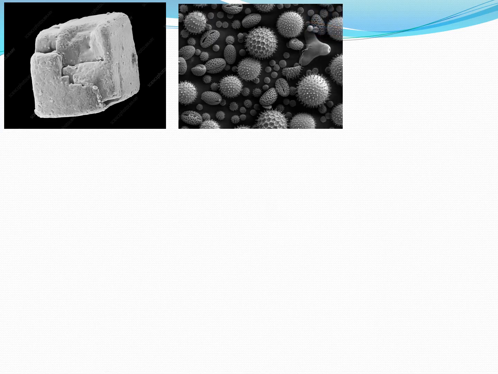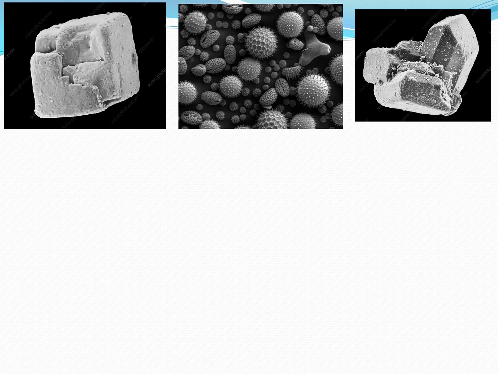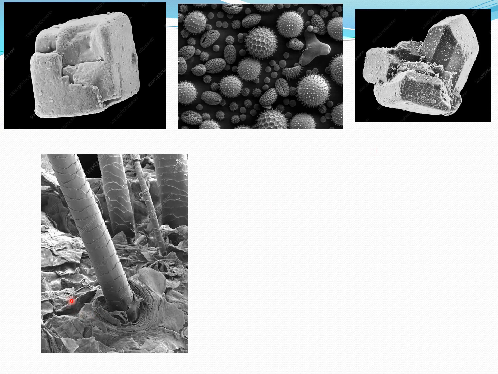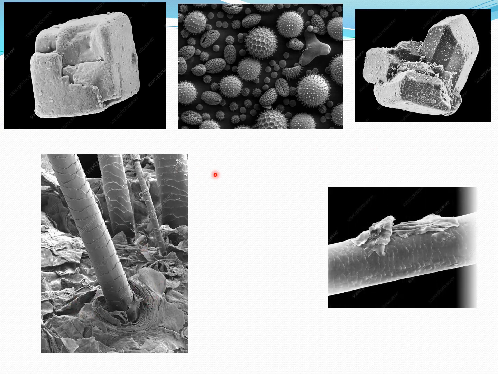Now this is a structure, rock salt, sodium chloride structure. Okay, it is a cubic structure. This is the SEM of pollen grains, and this is the SEM of sucrose, sugar. It has hexagonal structure. This is human hair, and this is human hair with dandruff. Okay, so these are some examples of scanning electron microscopy. So this is our topic, nanomaterials and scanning electron microscopy.